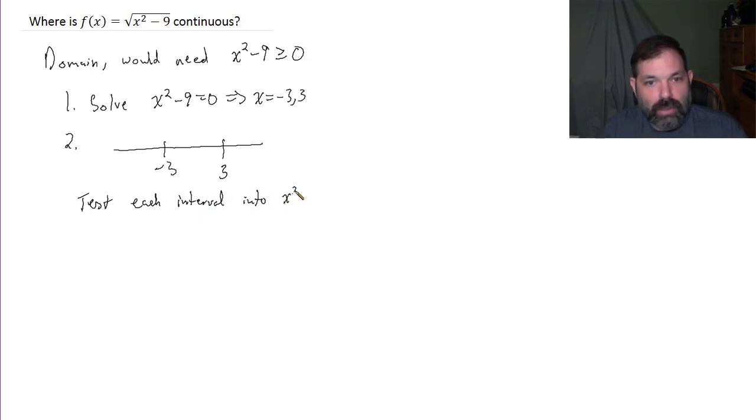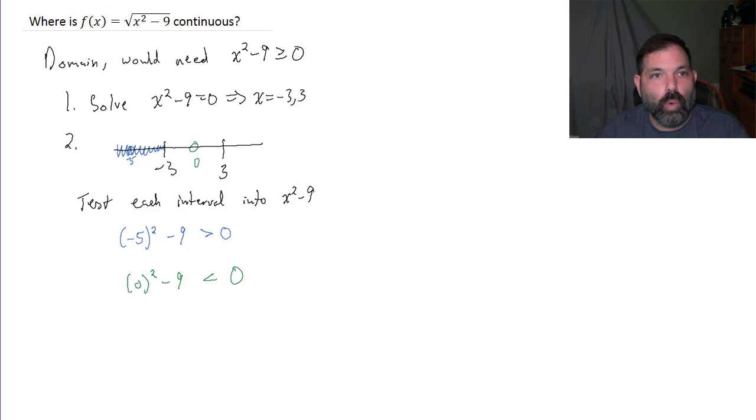Into the x squared minus 9. So for example, if I was to test, how about -5? Then I'd have -5 squared minus 9, that's 25 minus 9, which is positive. That's greater than 0. All right, so this ends up giving us a solution. And then if I test somewhere in between, say 0, if I test 0 squared minus 9, that would be -9. That would be less than 0. That's not a solution of that inequality.